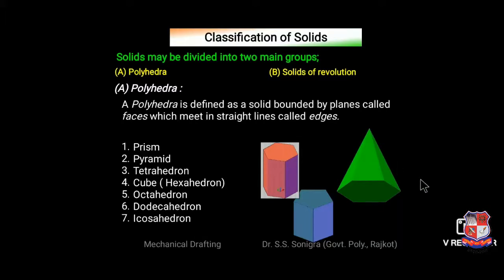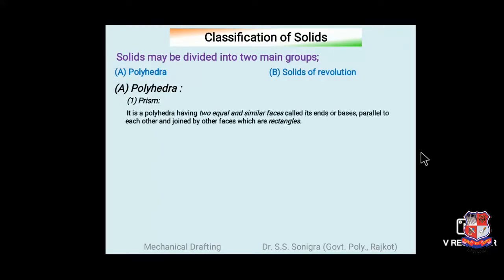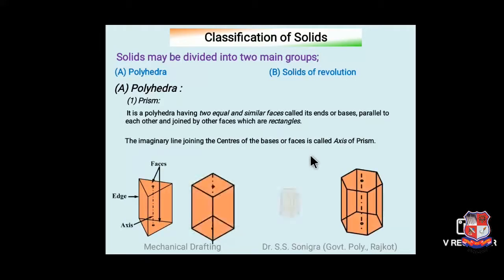Now read this definition. It is a solid bounded by planes called faces which meet in straight lines, and these straight lines are called the edges of this solid. Prism, pyramid, tetrahedron, cube, that is hexahedron, octahedron, dodecahedron and icosahedron are examples of polyhedra. And we have to discuss only prism and pyramid because in the engineering syllabus only these 2 solids are widely used. Now what is a prism? Polyhedra are further divided into 2 categories, prism and pyramid.